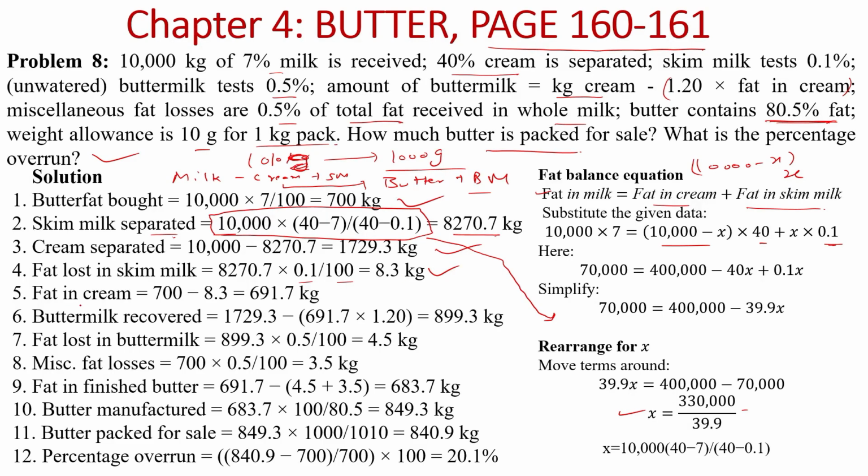Now how much is the fat in cream? From 700, 8.3 kg had been lost in skim milk. So fat in cream now will be 691.7 kg. Now how much is the buttermilk that is recovered?